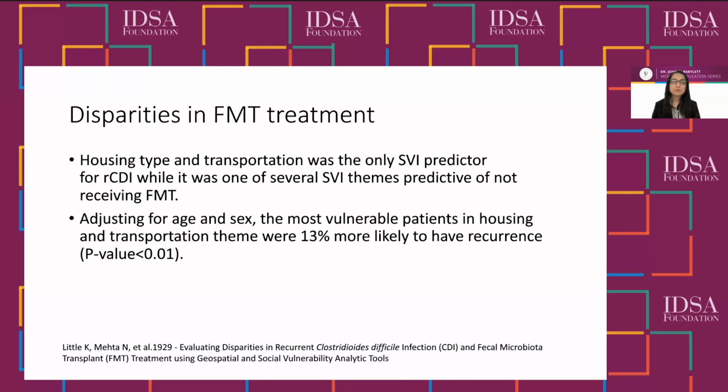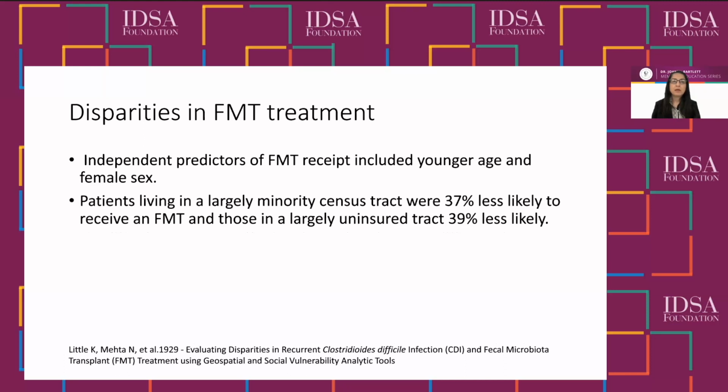Next slide. And the independent predictors of FMT receipt included younger age and female sex. But the concerning finding here was that patients living in a largely minority census tract were 37% less likely to receive an FMT. And unsurprisingly, those that were in a largely uninsured tract were 39% less likely to receive an FMT. These disparities are not unique to FMT, but in the infectious diseases world, when we now have treatments that have the potential to change the landscape of C. diff recurrence, I think we should pay a lot more attention to inequities in access to effective treatment.